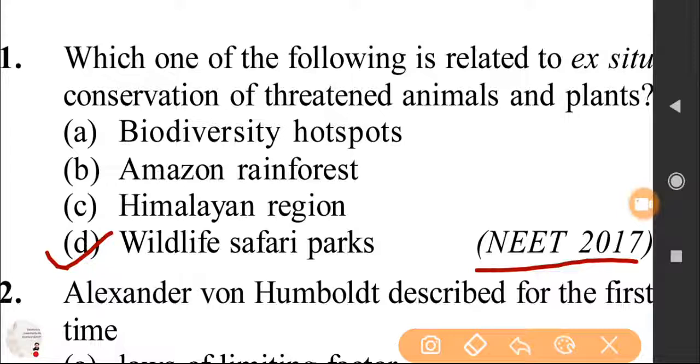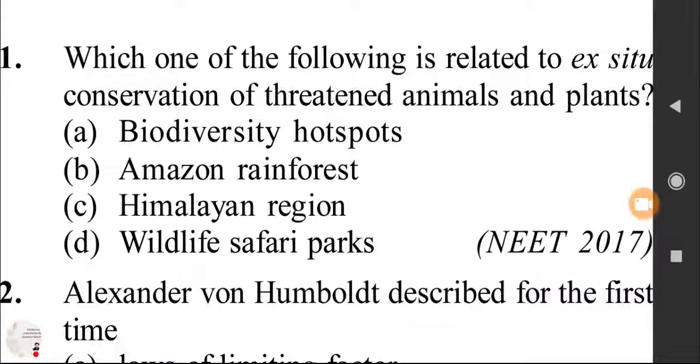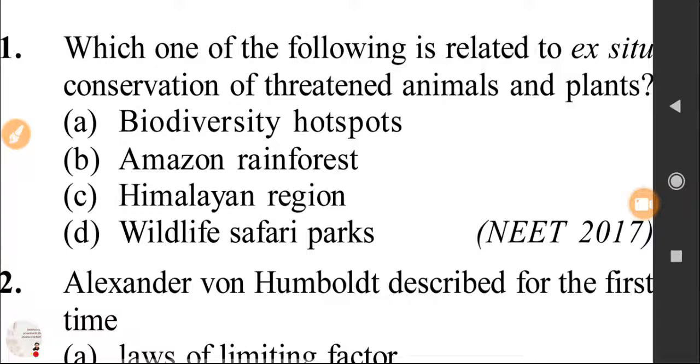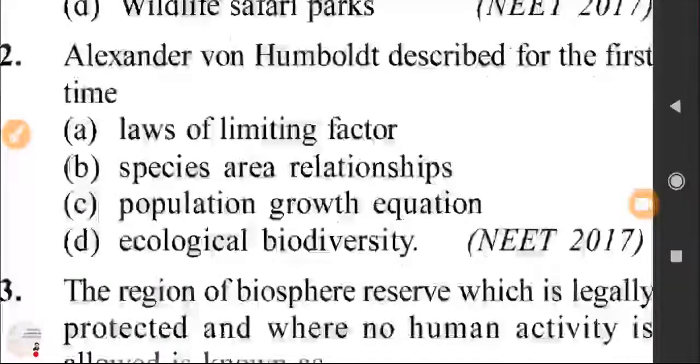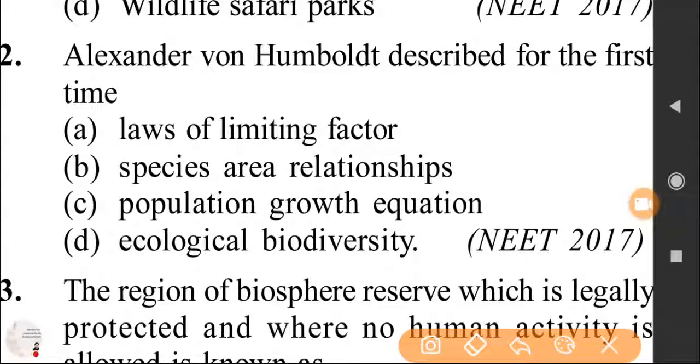If you understand one question, you can relate it with the other also. So I hope you got the right answer to this question. Now, the second one: Alexander von Humboldt described what for the first time? Alexander von Humboldt described species area relationships for the first time.